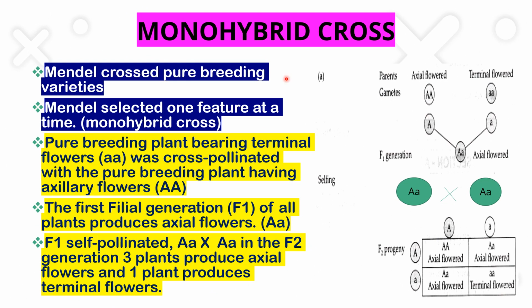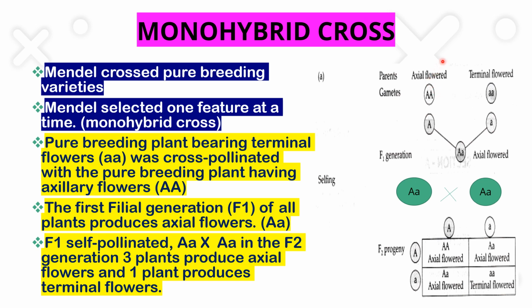Let us learn monohybrid cross. Mendel crossed pure breeding varieties. Mendel selected one feature at a time. That's why that is called monohybrid cross. We can go through one example. Here, axial flowered plant crossed with terminal flowered plant. Both are pure breeding, homozygous.